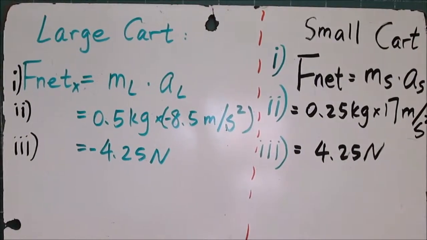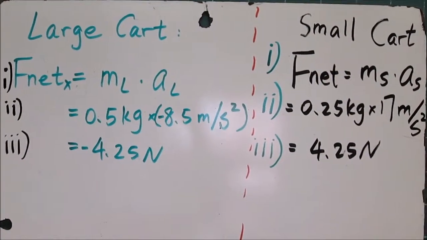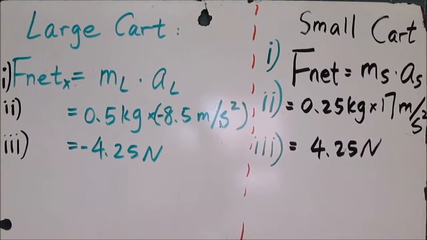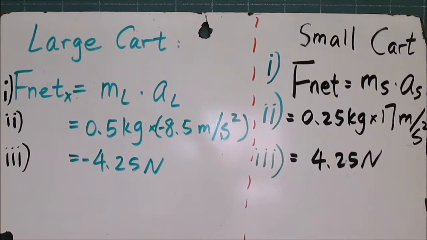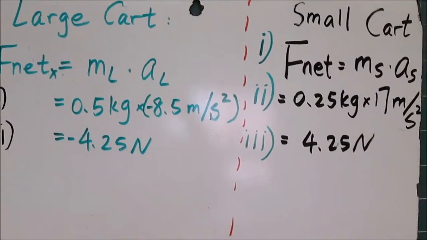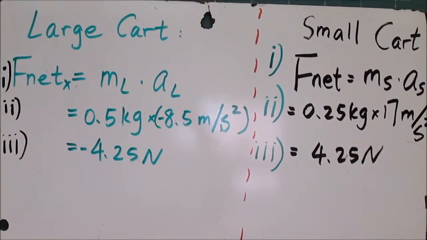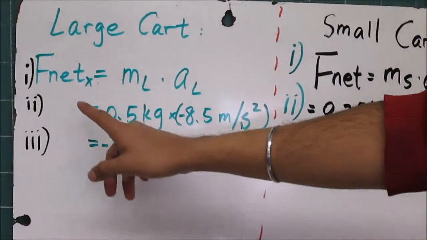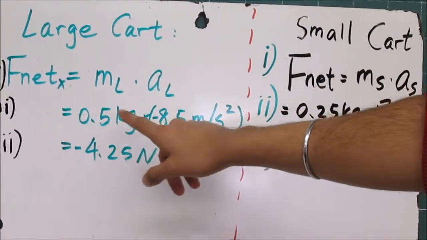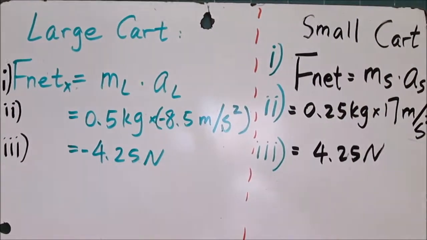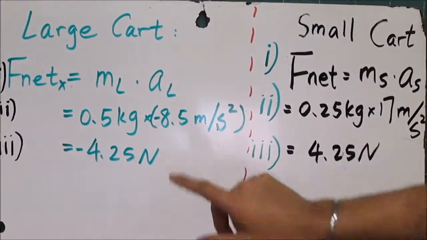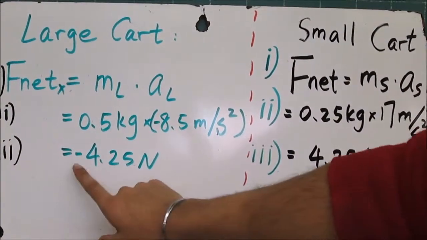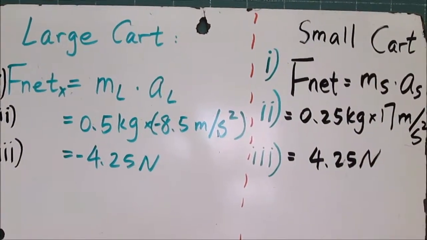So the next thing we have to do is find the magnitude of each of the forces on each cart. To do this, we would use Newton's second law, which is net force equals mass times acceleration. Basically, in the collision, there's only one important horizontal force acting on each cart, which was the interaction force between each other, the normal force. Here we can see how our net force in the x direction is equal to the mass of the large cart times the acceleration of the large cart. The mass of the large cart was 0.5 kilograms, and we calculated that our acceleration was negative 8.5 meters per second squared. That is equal to negative 4.5 newtons as the net force, since it is going in the negative direction.